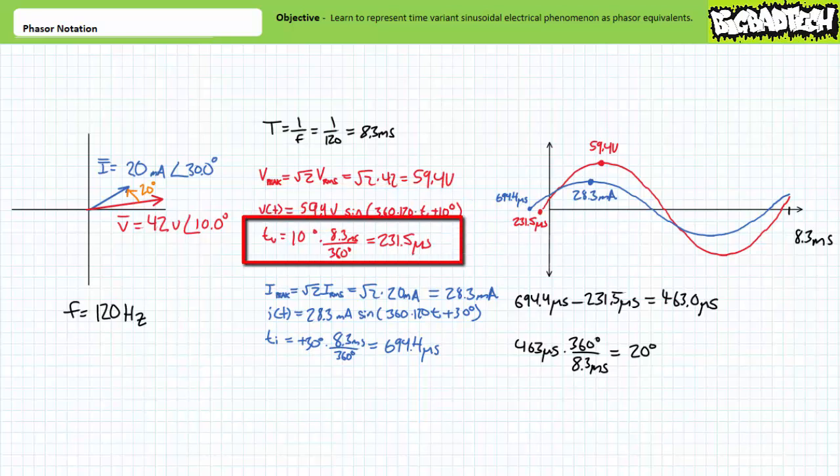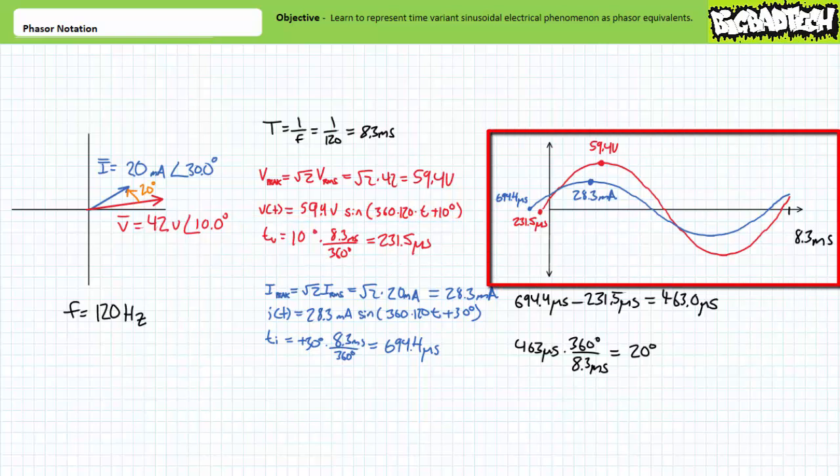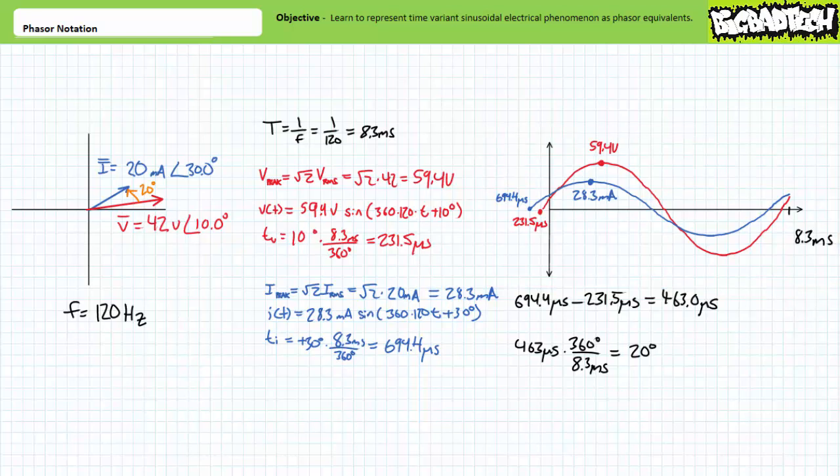Given voltage is phase shifted by positive 10 degrees, this corresponds to a time shift of approximately 231.5 microseconds, as this operation illustrates. If we were to plot the voltage waveform, note it peaks out at 59.4 volts. The two zero crossings going positive are separated by approximately 8.3 milliseconds, and the waveform appears to be shifted approximately 231.5 microseconds in advance. Now let's do the same thing for current.